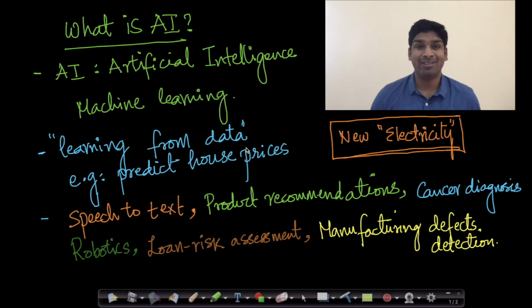So what is AI? The two terms A and I stand for artificial intelligence. You might have heard of a related term called machine learning, which is more or less the same as AI. In a nutshell, AI or machine learning is all about learning from data. Imagine if you're given massive amounts of data and you can build simple models. Let me explain that with an example.